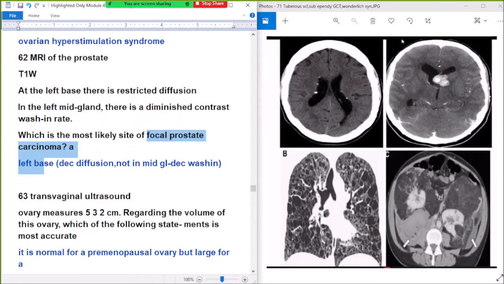In the left base there is restricted diffusion of the prostate gland, so the carcinoma is also in the left base. Where there is restricted diffusion, the carcinoma is also there. Correct?